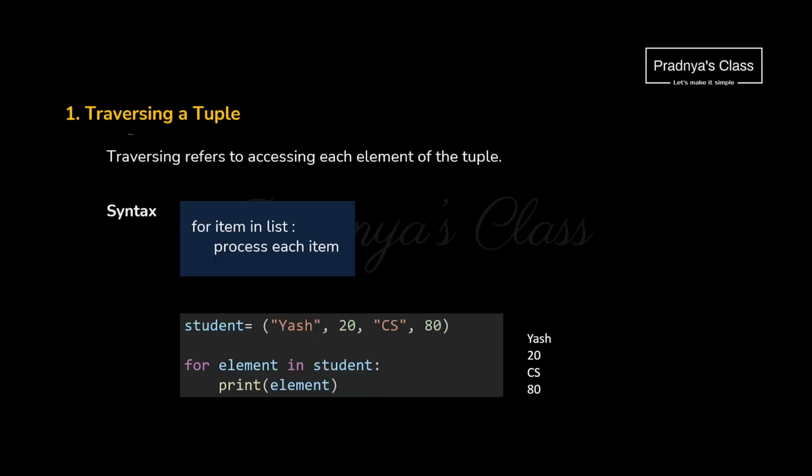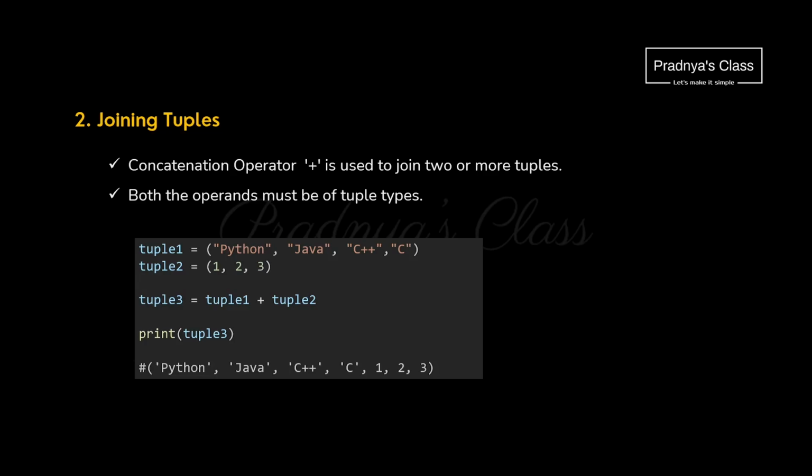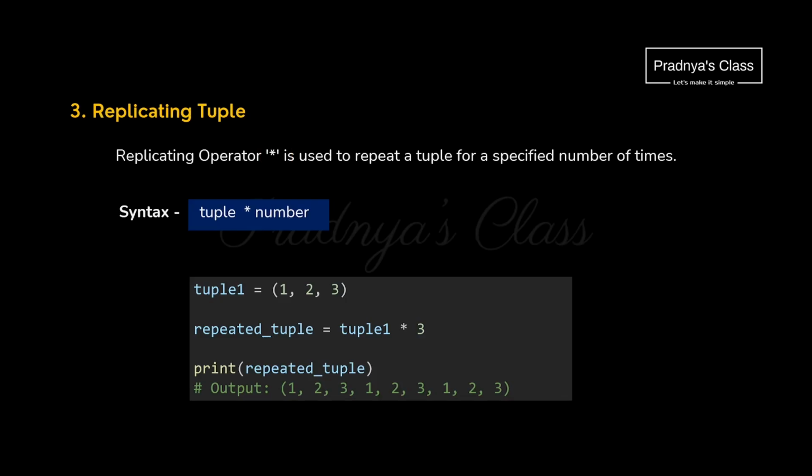Here is how we can do the traversing. It is just like string and list. With the for loop, we can access the individual element of the tuple. Joining of tuple also works as string and list with the use of concatenation operator. Tuple 1 and tuple 2 is getting concatenated to tuple 3. Just like concatenation, replication operator also works same as list and string. Specify the number and that many times tuple will get repeated.